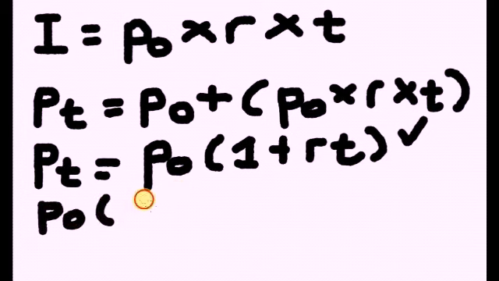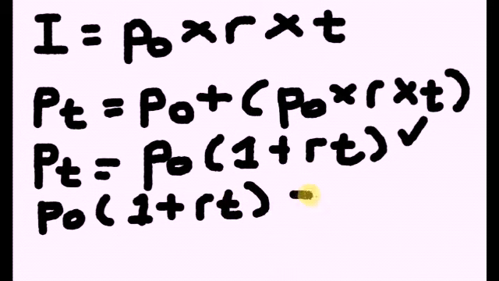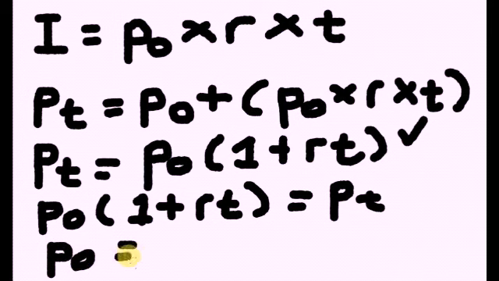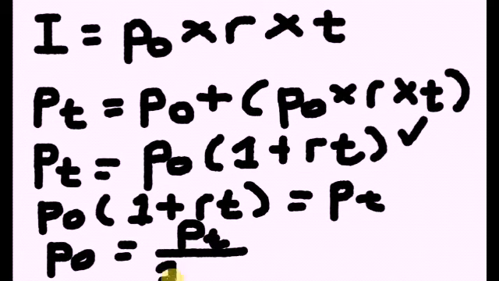Then if I want to find the principal or the present value, I can write that expression equals the total value of savings. Then P0, the present value, equals PT divided by 1 plus RT.